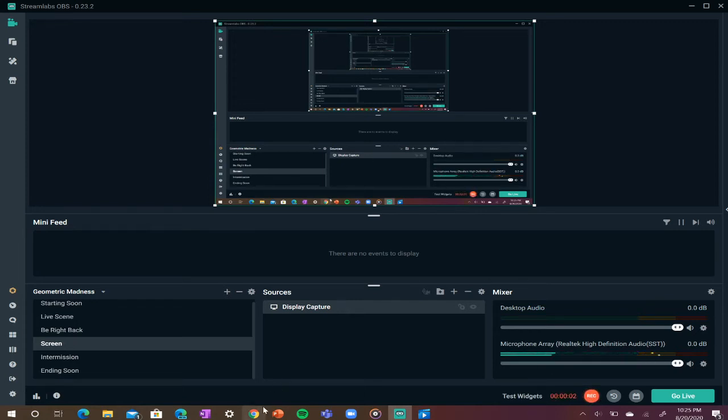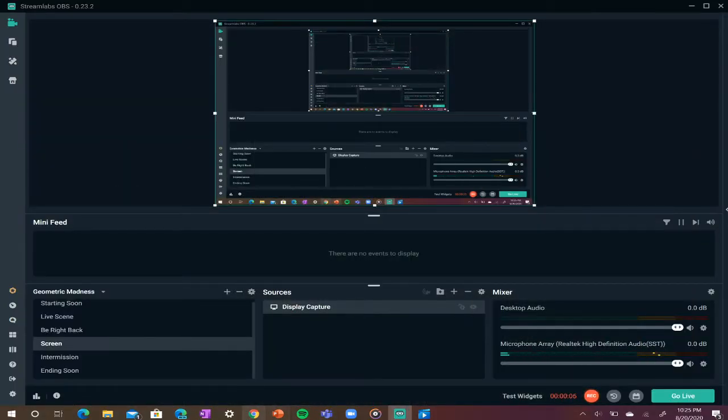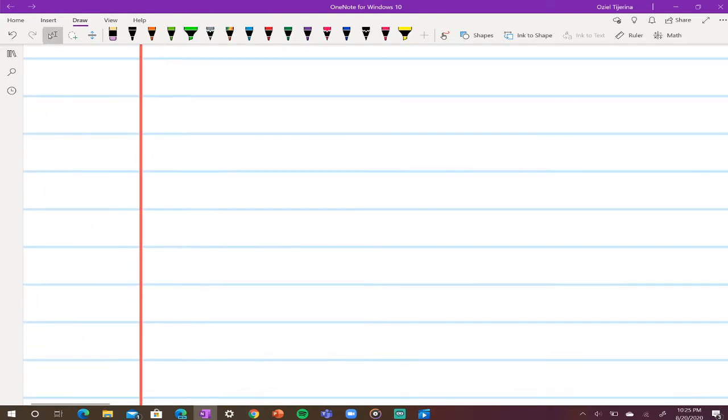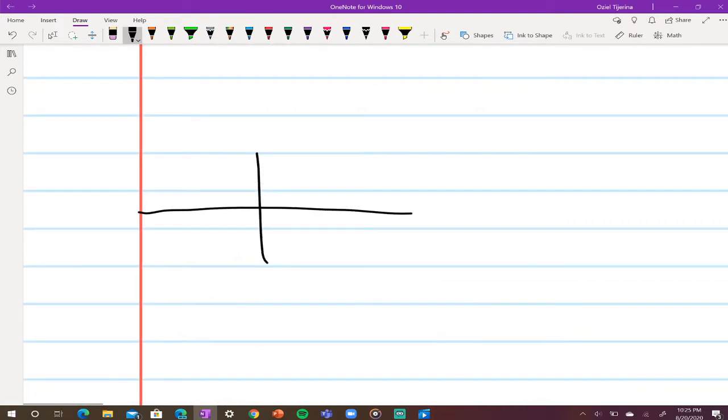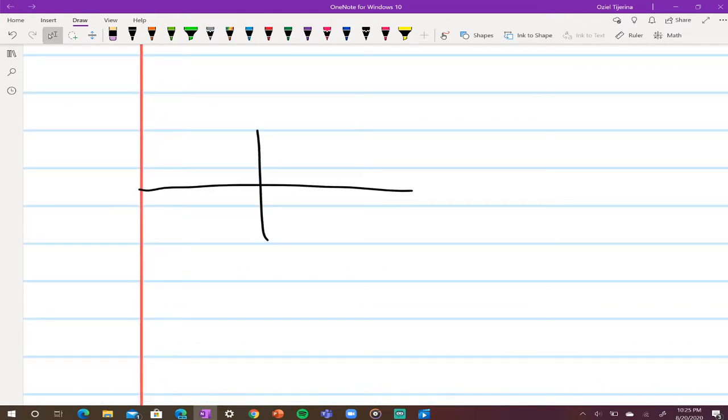Okay, so hi guys. One thing that I wanted to go over is, if we do have solutions to a quadratic function, how would we know, or how would they look on a graph?